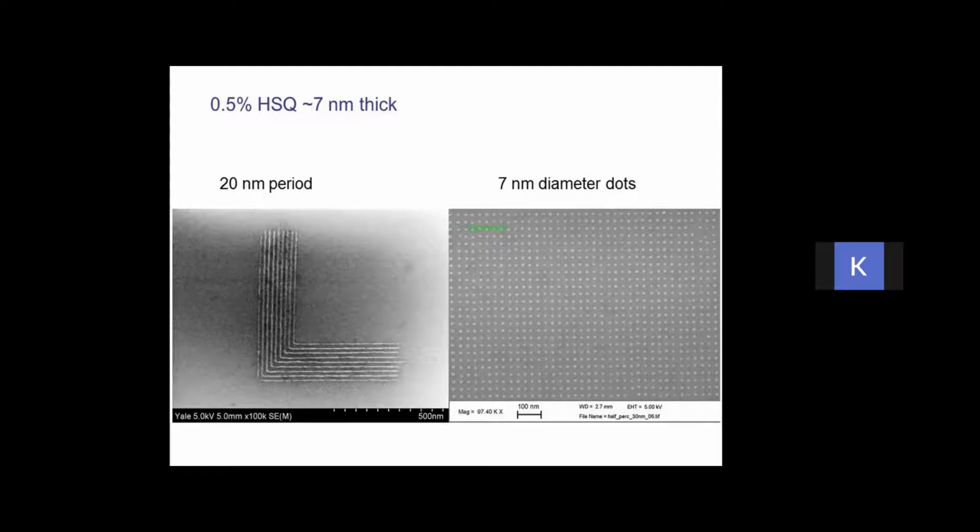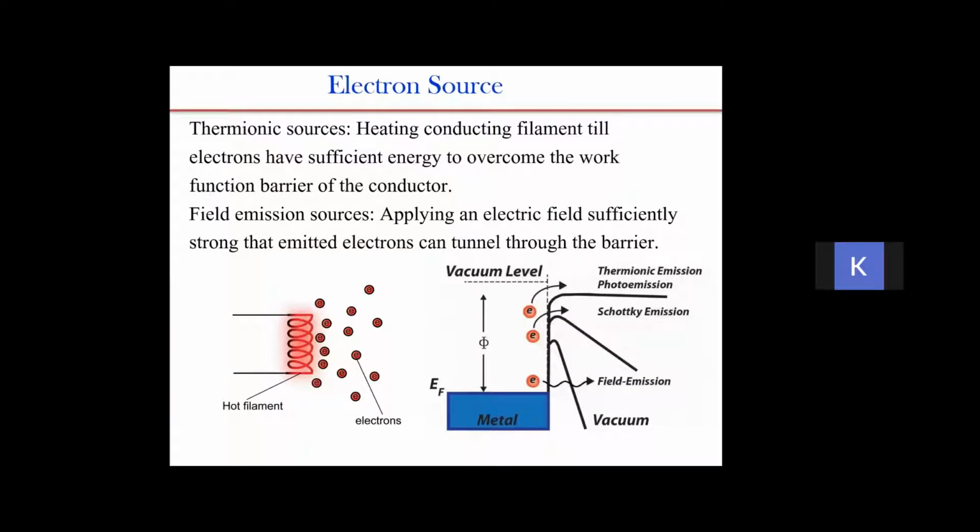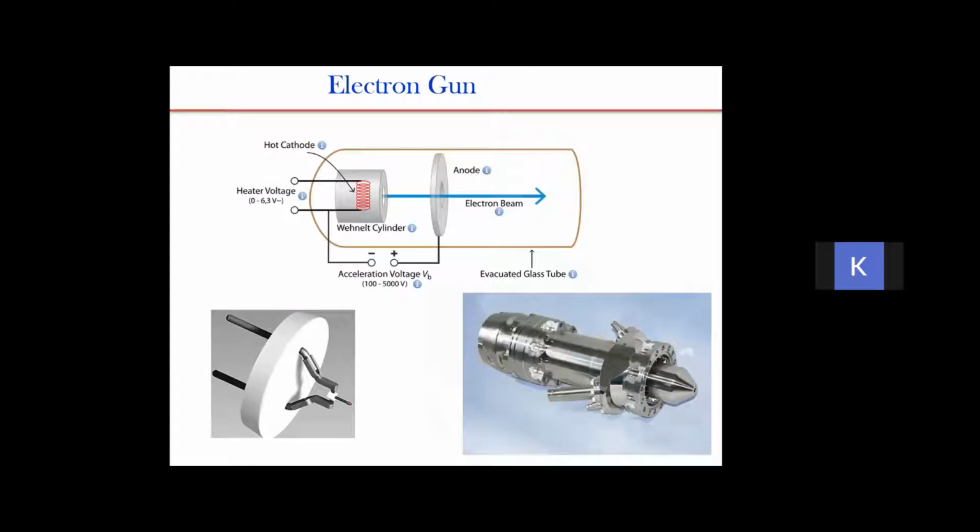Okay, so as far as the electron source, we all know that electrons are emitted mostly from the tungsten filament by thermionic emission. Also, better sources are now available, which are called field emission sources, which can basically tunnel through the barrier by application of the strong electric field. Now, this is basically the structure of how an electron gun looks, and the bottom left corner shows the tungsten tip, and this is the gun. The bottom right corner shows a picture of a gun.